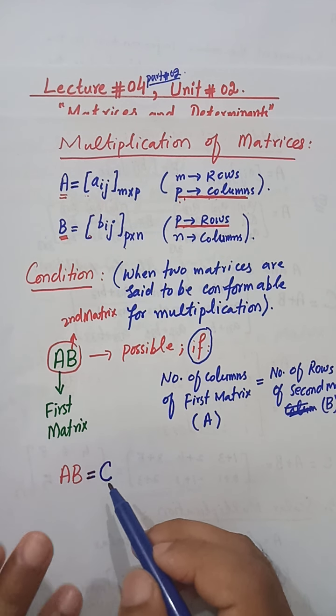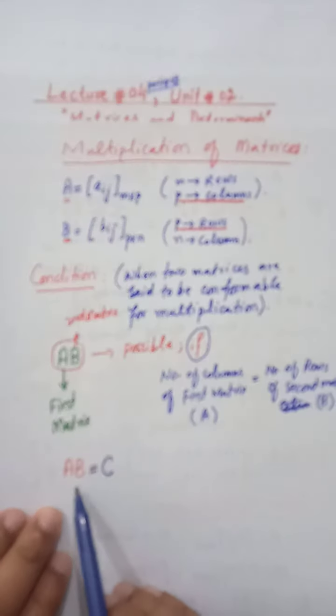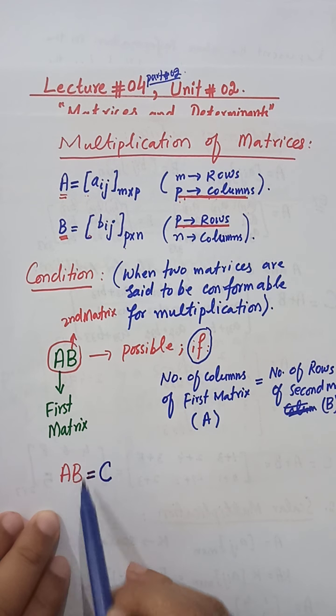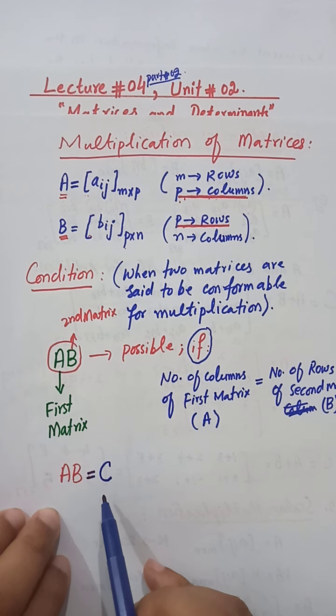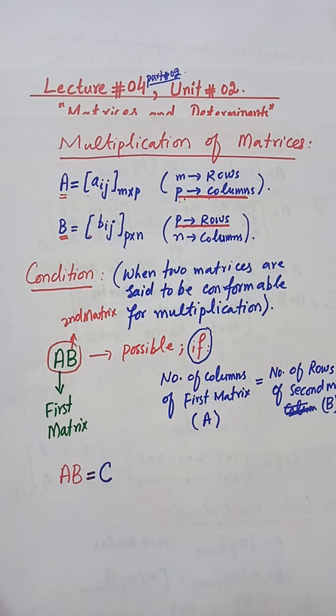This multiplication is now possible because the number of columns in the first matrix is p and the number of rows in the second matrix is p. So the multiplication is possible. When you do the multiplication you will get another matrix, let's say C. So what will be the order of that matrix? The order of C means how many rows and how many columns will be there in matrix C, which comes from the product of A and B.